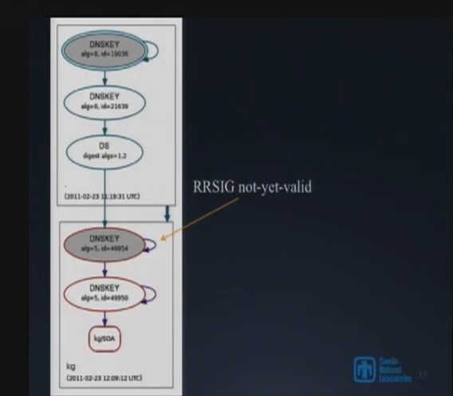The problem with this was that every time it was re-signed throughout the day, it would keep pushing the inception date back. So this was actually like this for about 2 days. We're not sure what the problem was that we were seeing there, but eventually it cleared itself up. But during that time, validating resolvers were unable to validate anything below .kg.